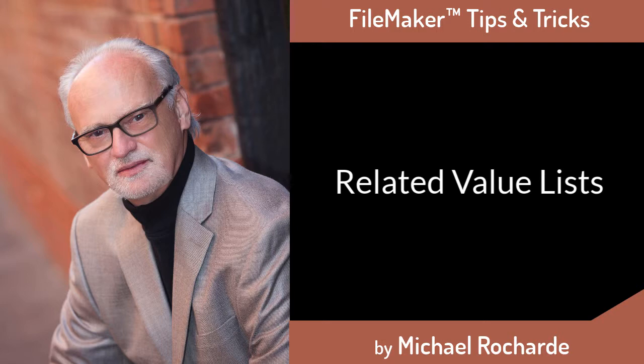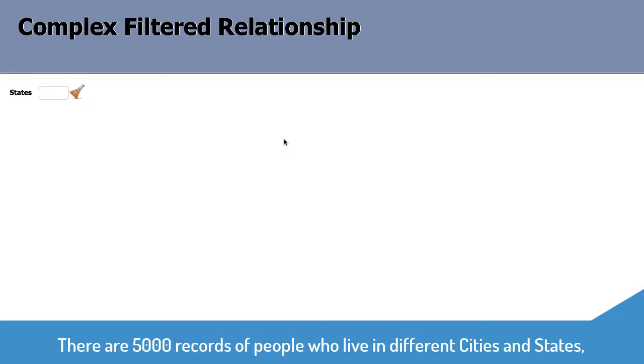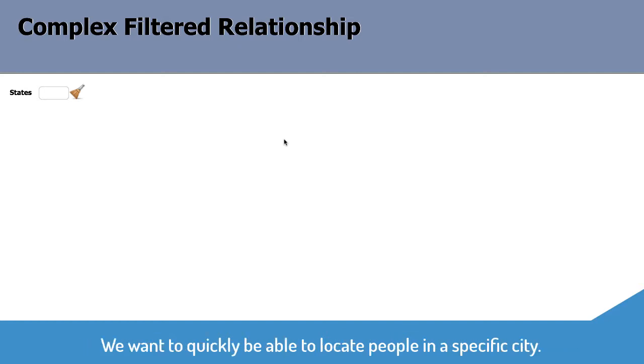Filtering records using a related value list. This is an enormously powerful feature and it will take a little bit of time to get used to it, but once you understand the concepts it's very easy. So let's start by looking at the screen that we have. The data in this table consists of 5,000 people who live in different cities and different states. And what we want to do is be able to get down to a person very quickly.